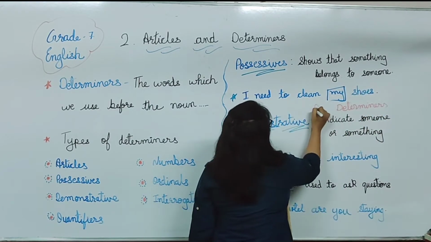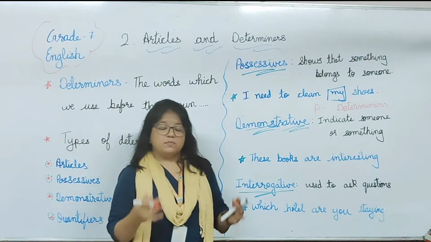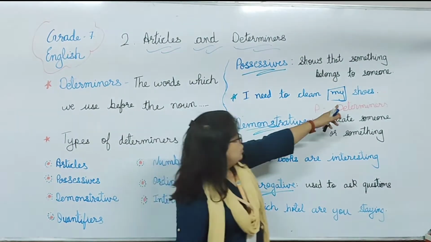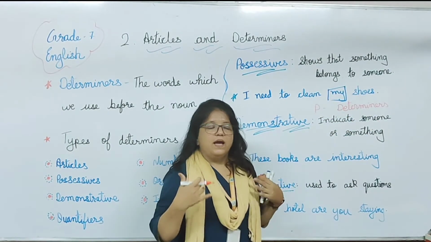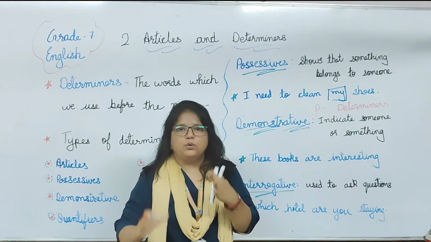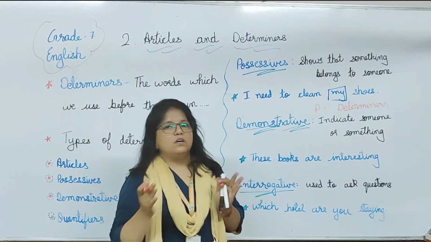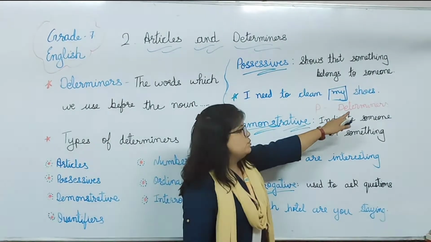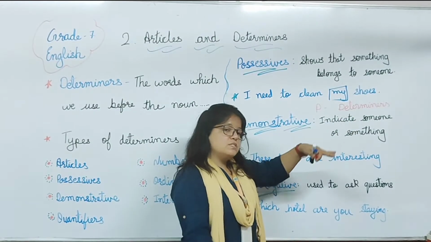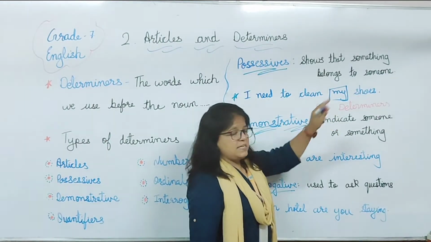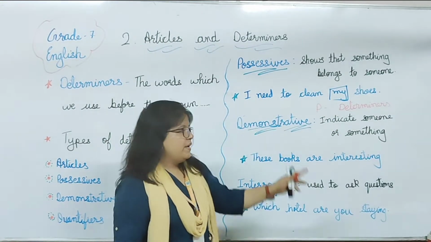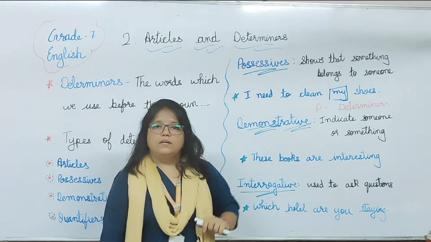This is a possessive determiner. It is specifying that वो shoes किसके हैं, मेरे हैं. Before that I have already told you that determiners are the words which are used before the noun only. यहाँ पे shoes के बारे में अगर बात चल रही है तो shoes किसके हैं, that is described by the word my. So my here is a possessive determiner.